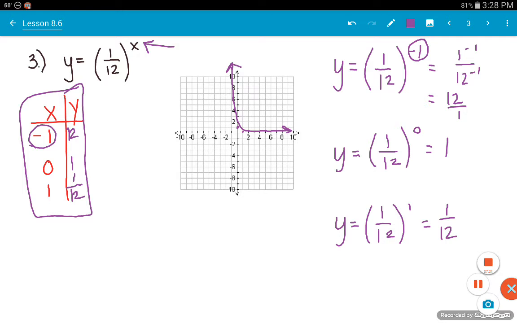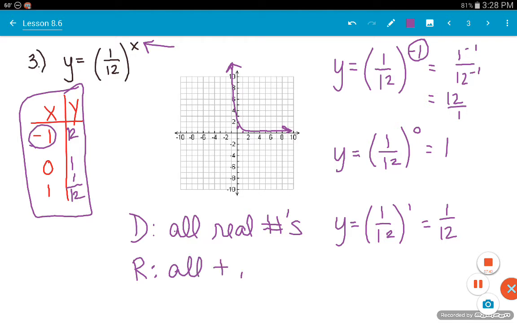So the domain on this, these are your x values. They're all reals, all real numbers. So any x can go into here. That's what that means. Your range, if you notice, you are above the x-axis. So if you're above the x-axis, all the y values, which is your range, are going to be positive. So you're going to write all positive real numbers.